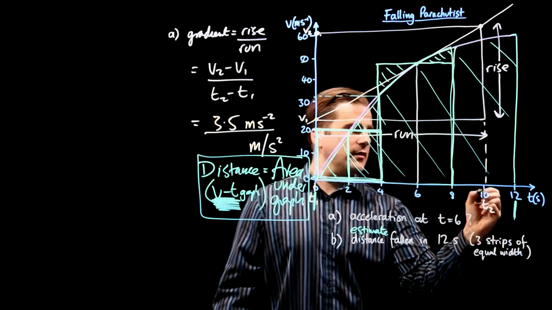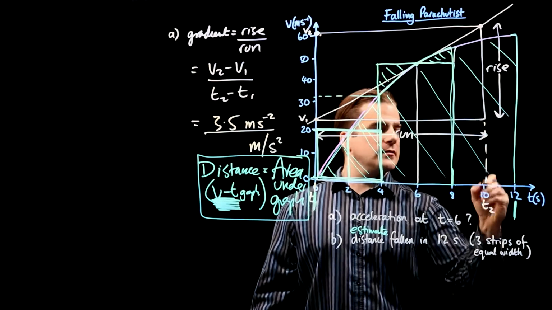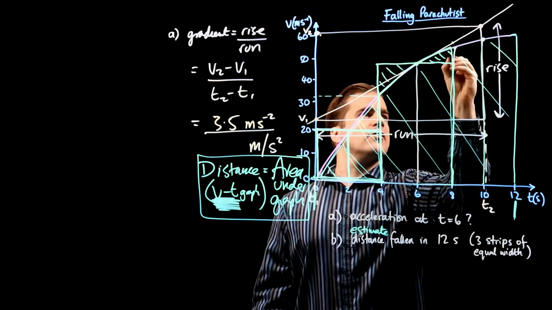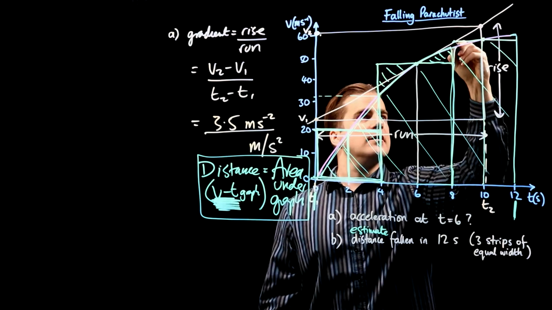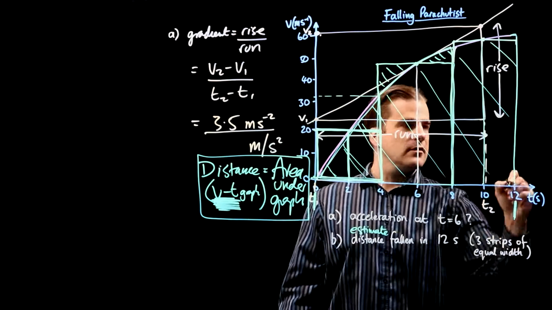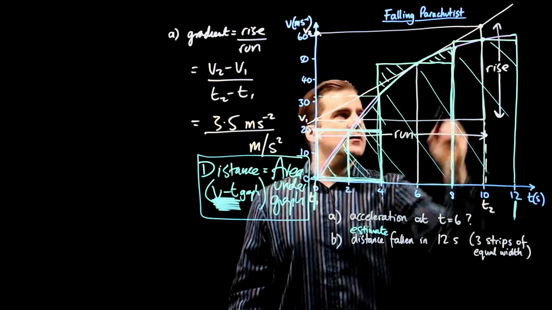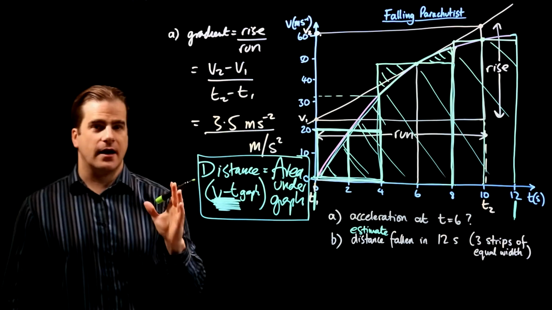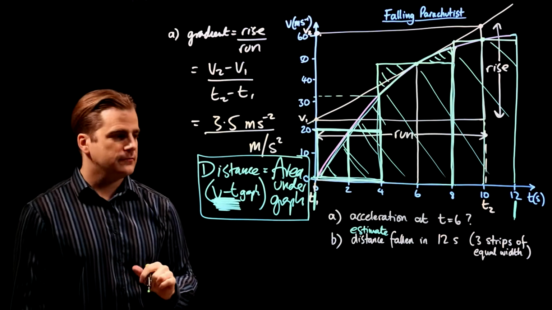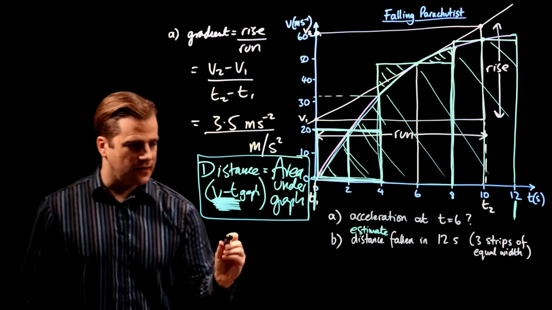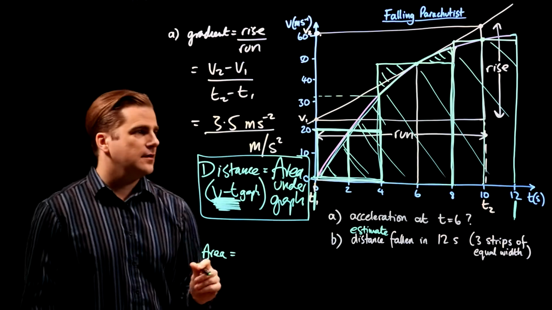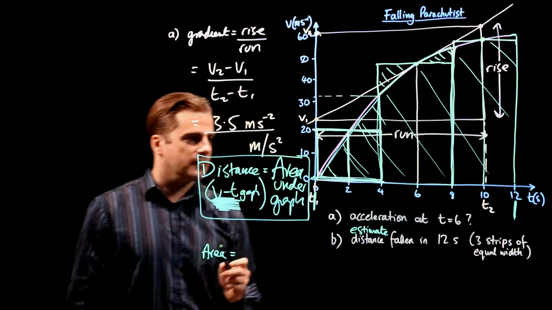Our third strip, 10, go up, it hits about there. So our third strip is going to go down to 8, there. So that's how you're meant to divide it up into strips. So now we can do the area calculation. The area is just the area of these 3 strips.